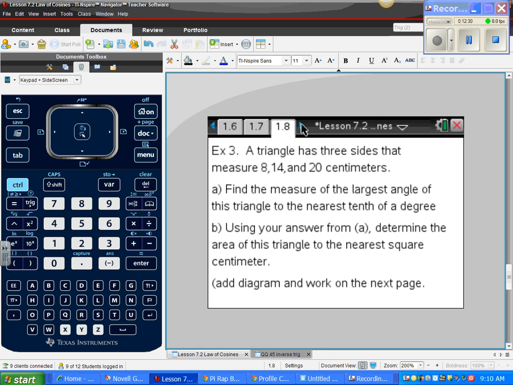So a triangle has 3 sides that measure 8, 14, and 20 centimeters. Find the measure of the largest angle of this triangle to the nearest tenth of a degree. Using your answer from A, determine the area of this triangle to the nearest square centimeter. So I want you to work with your group, and I want you to work through this problem. Talk to one another if you get stuck, okay? Try and work it out on your own.